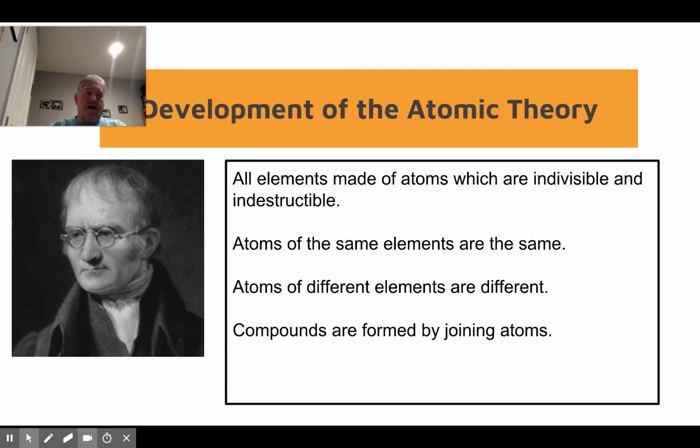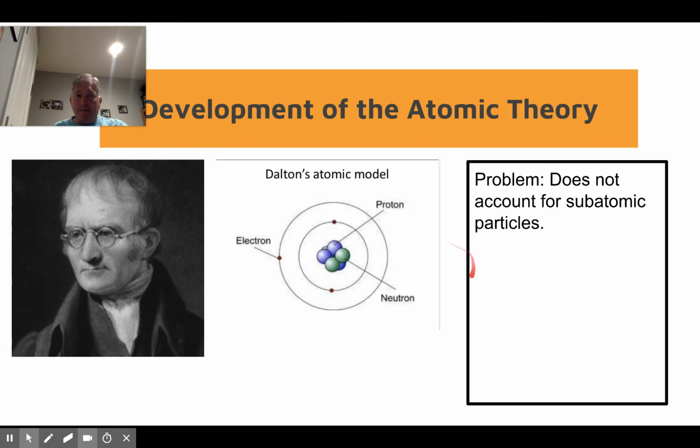On the periodic table, if you remember, he has all the atoms divided up. All the atoms in the noble gases were the same, and they couldn't change. The ones in the metals were all the same, but different from each other. So atoms of the same element are the same, different atoms are different, and compounds are formed by joining these atoms. So here's his model. Very circular, very easy to understand. You have the nucleus, proton, neutron, and we're moving on. Again, he didn't account for any subatomic particles.